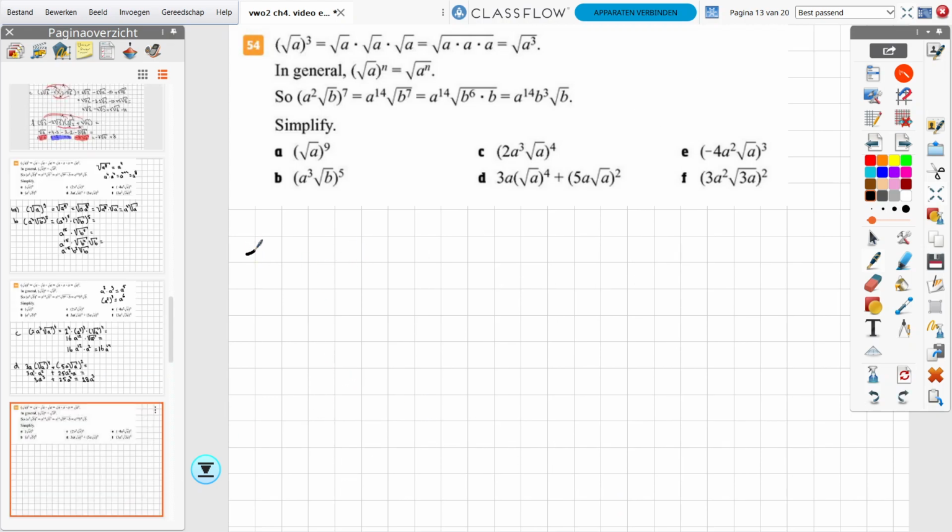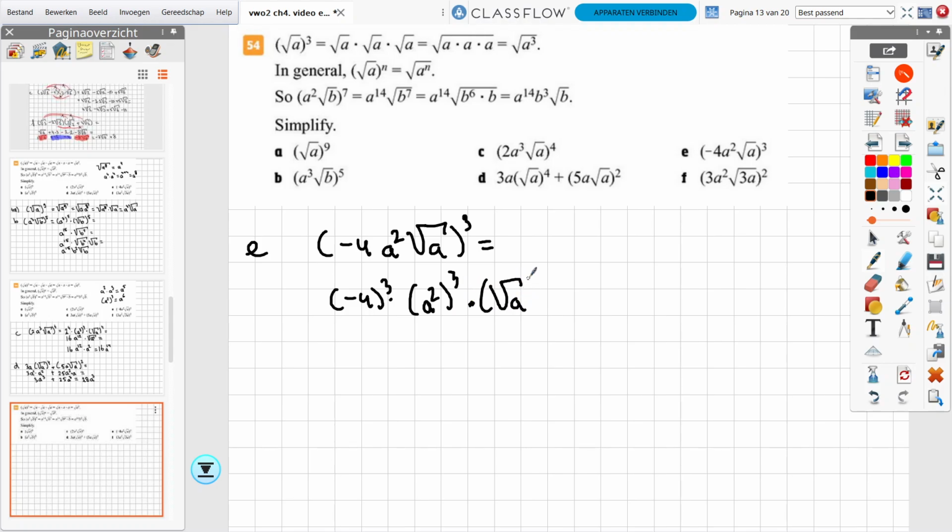Let's take a look at E. Minus 4a squared root a to the power of 3. If you want to, you can do this in one go, but what you are doing is minus 4 to the power of 3 times a squared to the power of 3 times root a to the power of 3. Everything inside the bracket to the power of 3. Minus 4 to the power of 3 is minus 4 times minus 4 times minus 4. So that's negative 64.